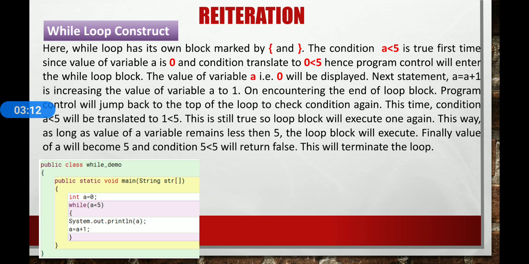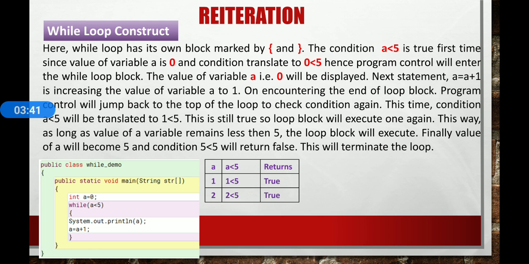This way, as long as the value of variable A remains less than 5, the loop block will execute. First A is 1, increased by 1. So it checks whether the condition 1 is less than 5 or not. Yes, true. So it will display 1. Then by increasing by 1 it becomes 2. So it checks whether 2 is less than 5 or not. Yes, true. So it will again display the value 2. And by increasing by 1 it becomes 3. So next time it will check whether 3 is less than 5 or not.